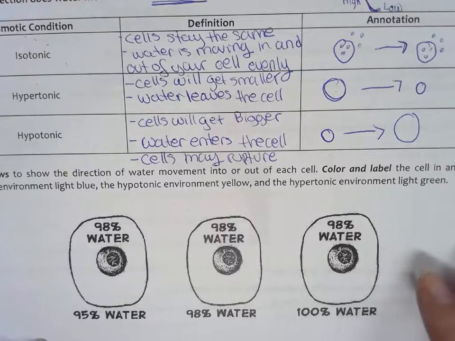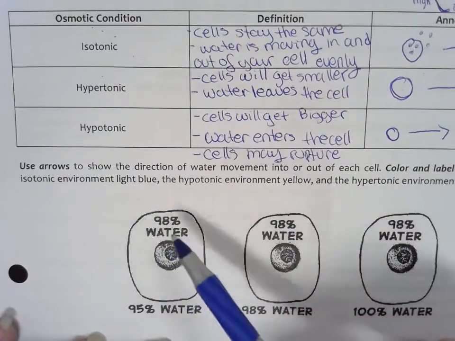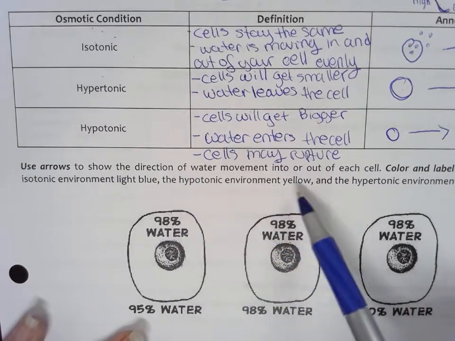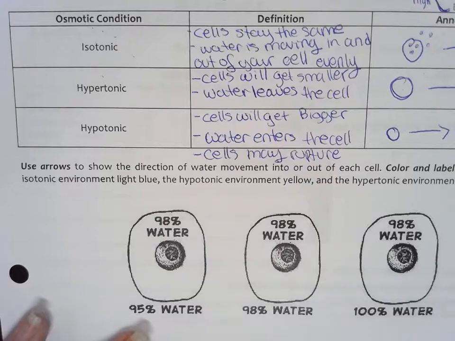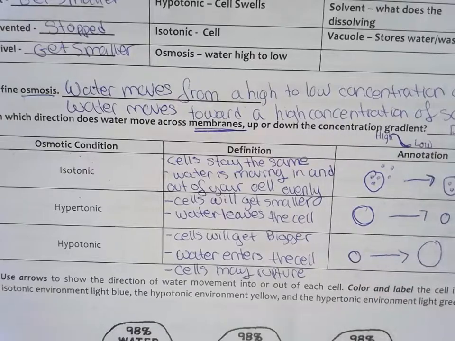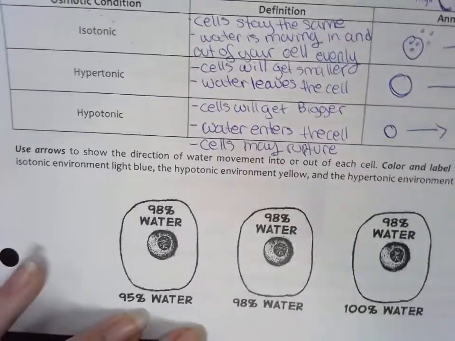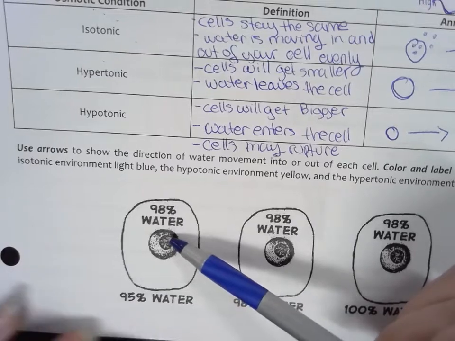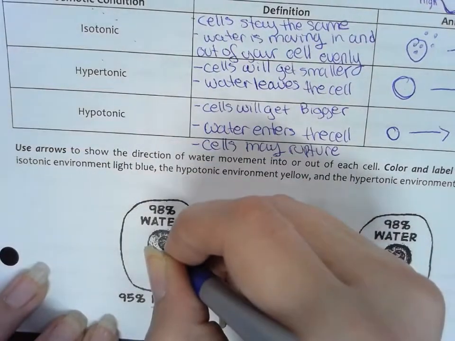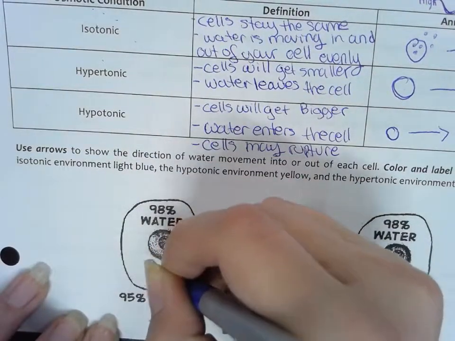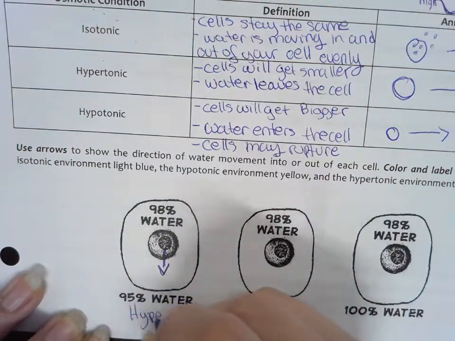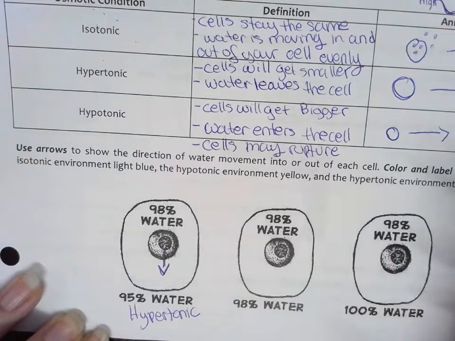We're going to practice this high to low in these cells below here. So we are drawing an arrow to show the direction of water movement into or out of each cell. So we need to remember, based on our definition of osmosis, water moves from a high to low concentration of water. So I see here inside my cell there's 98% water, outside is 95% water. If we go high to low, that means that water is moving outside. It goes from inside to outside. If water is leaving the cell, that means that it is getting smaller, so it is in a hypertonic environment.